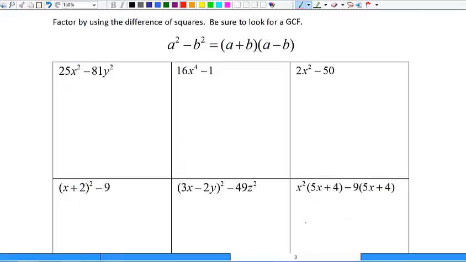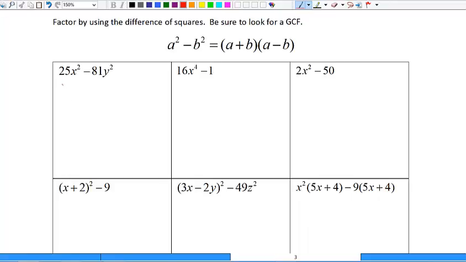Next, we're going to be factoring using the difference of squares formula. I went ahead and put the formula again right here close so you don't have to keep flipping. Don't forget that you might need to look for a GCF. If you can ever find a GCF and factor it out, it's going to make your problem a whole lot more simple, and you always want to try that first.